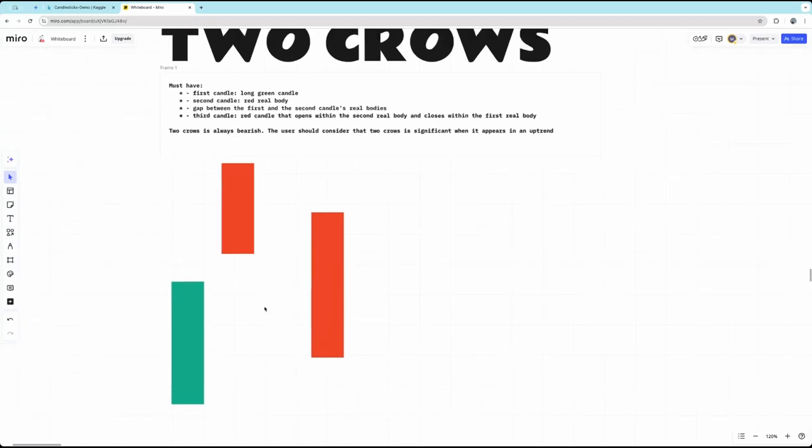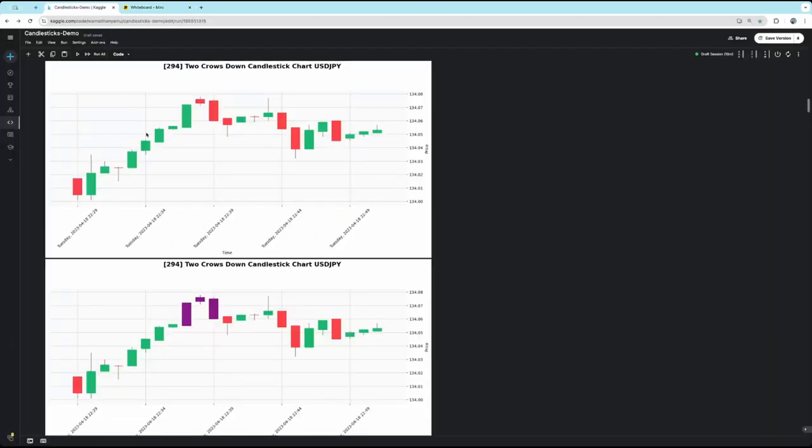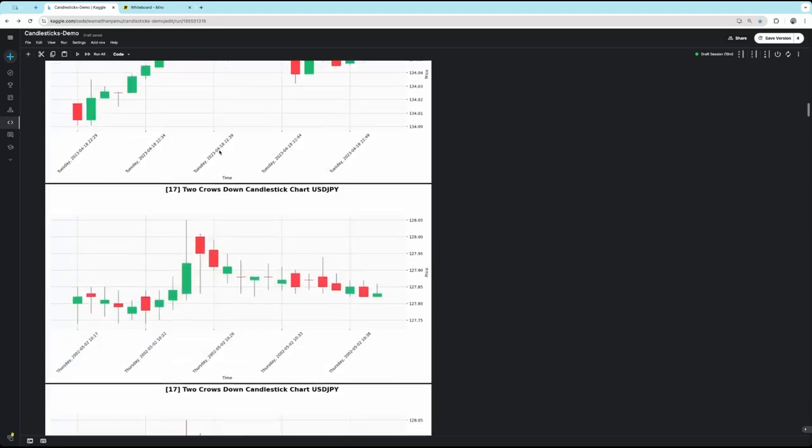Notice the definition only focuses on the bodies and not the wicks. Let's look at some examples. We have a green candle, a gap followed by 2 reds. The last candle's open is inside the red body's range and its close is inside the green body's range.